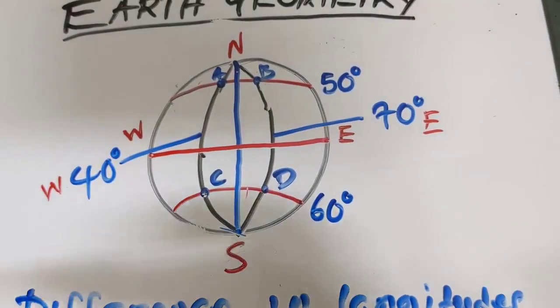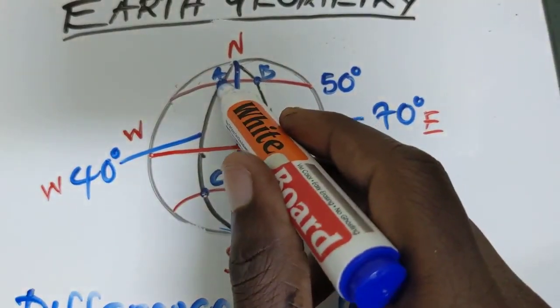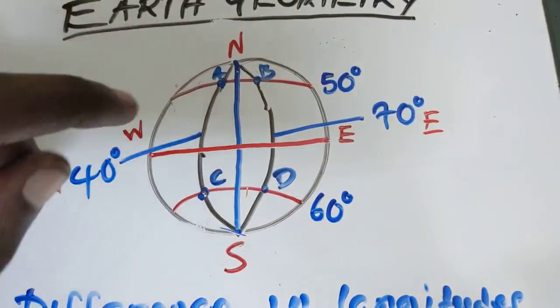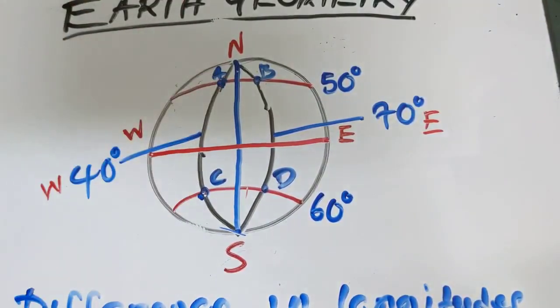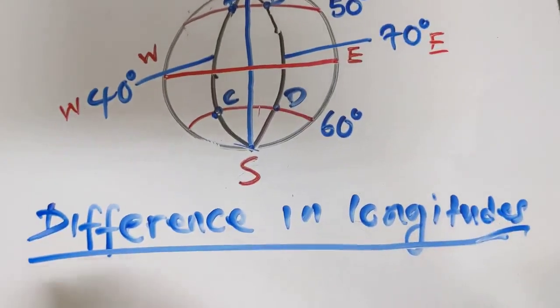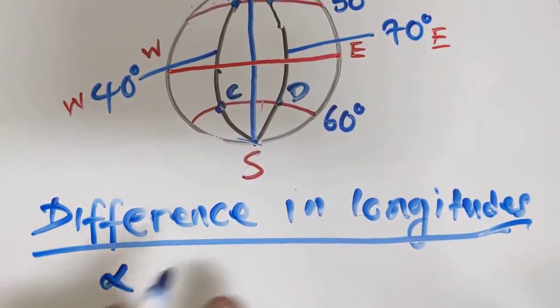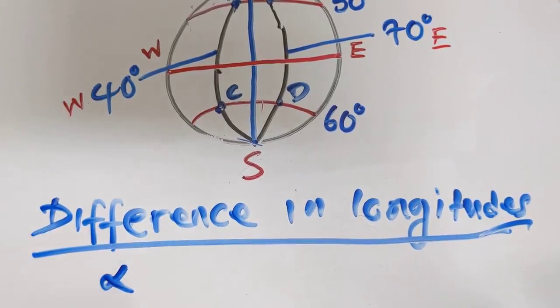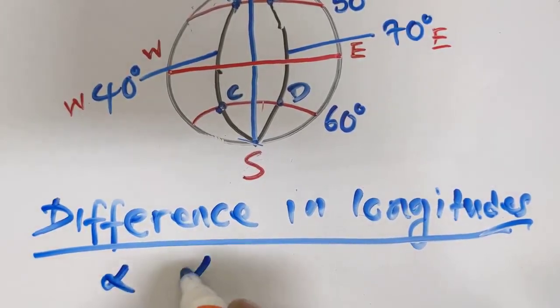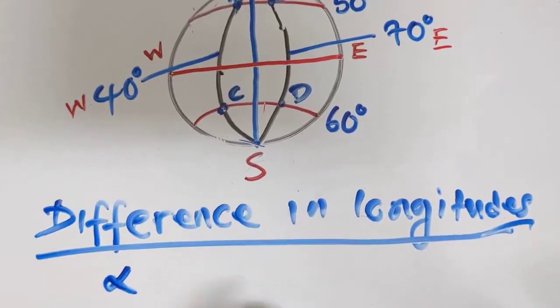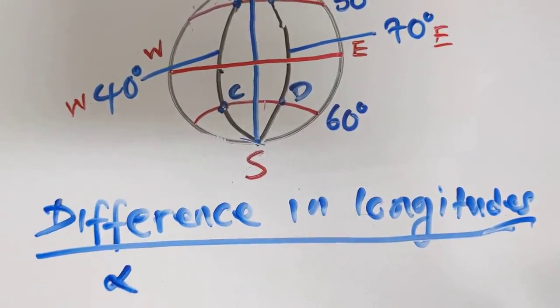So if you are asked to find the difference between A and C in longitude, what is the difference between A and C? The difference itself is denoted by alpha, like that. It is just a symbol that we have rotated. So the difference is represented by this symbol.